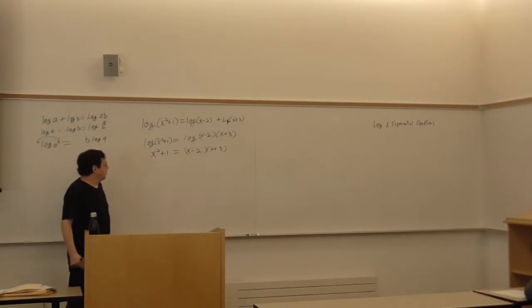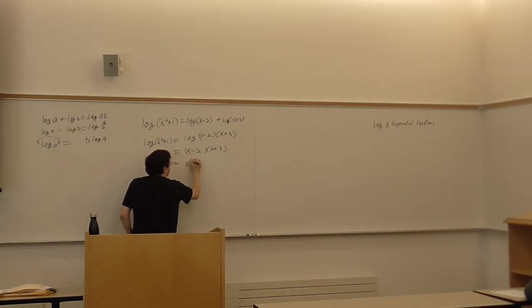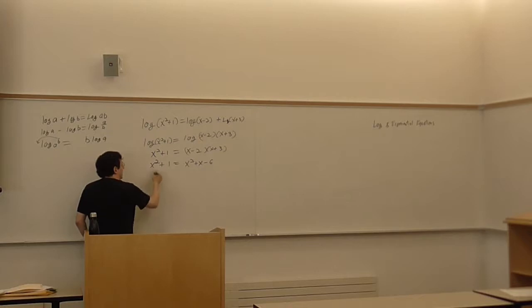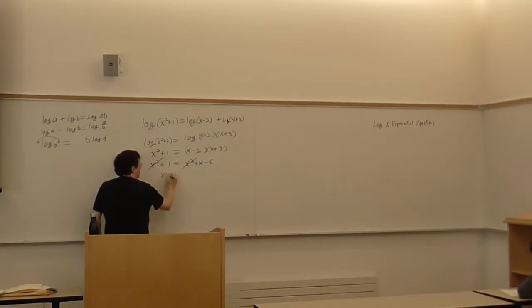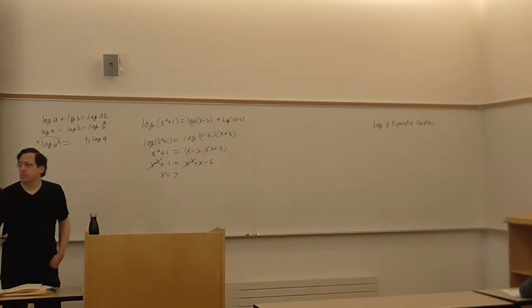Okay, this is pretty straightforward algebra. Let's do this quickly. This is x squared plus 3 minus 2x, so plus x minus 6. I can cancel the x squareds. I can add 6 to both sides, and I'll get x equals 7. So I have a preliminary solution, x equals 7.